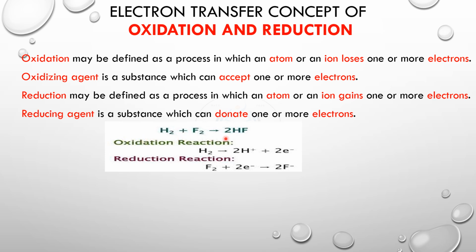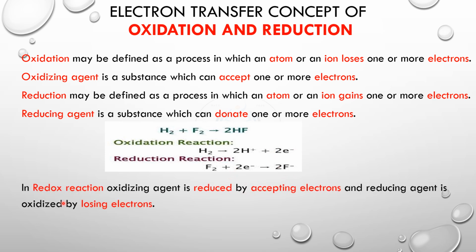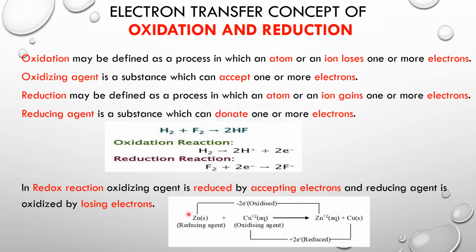H2 plus F2 gives 2HF. Here H2 loses 2 electrons, therefore it is oxidation reaction, while F2 gains 2 electrons and therefore it is a reduction reaction. In redox reaction, oxidizing agent is reduced by accepting electrons and reducing agent is oxidized by losing electrons. Zinc loses 2 electrons, converted into zinc 2 plus ions, while copper 2 plus gains 2 electrons, converted into copper solid.